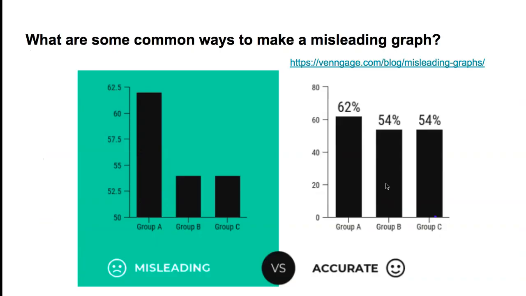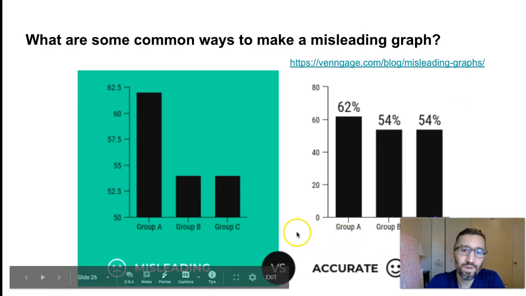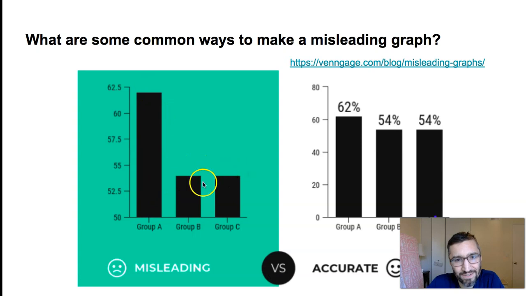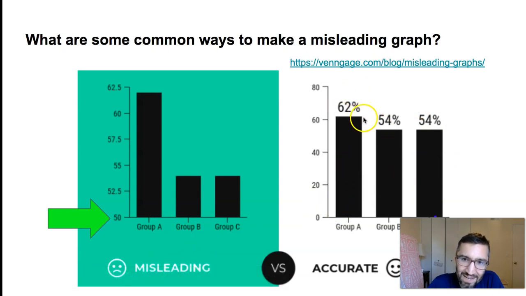And there's other ways that deceptive graphs happen. Another really common one, if you look at this one on the left, this group A looks much, much higher than these two. But that's because they started the axis at 50. So they basically cut off the bottom 50% of whatever these groups were doing. But in this accurate graph starting at 0, you can see it's not as stark of a difference between group A and group B and C. So this is a deceptive graph.